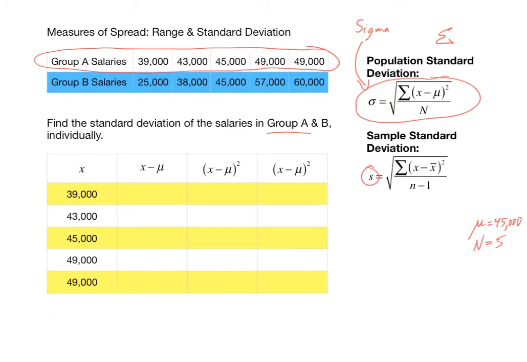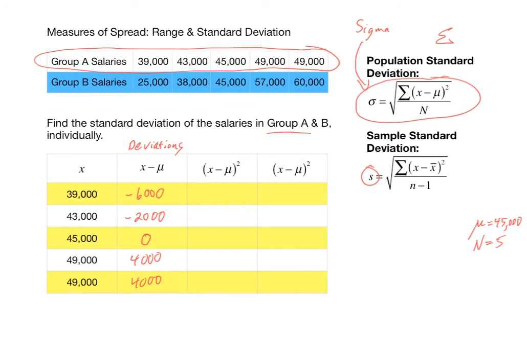So let's find the differences between the raw data values and the population mean. These are called the deviations. So 39,000 deviates from the mean by negative 6,000. If you take 39,000 minus 45,000, you get negative 6,000. 43,000 deviates from the mean by negative 2,000. 43,000 minus 45,000 is negative 2,000. 45,000 does not deviate from the mean at all. So 45,000 minus 45,000 is 0. And 49,000 is 4,000 above the mean because 49,000 minus 45,000 is 4,000.